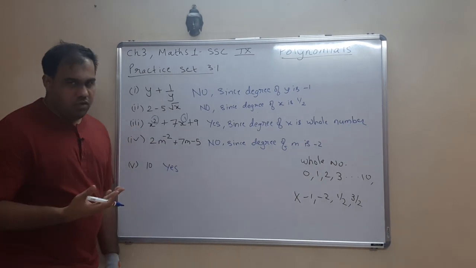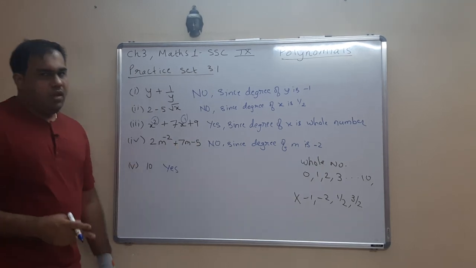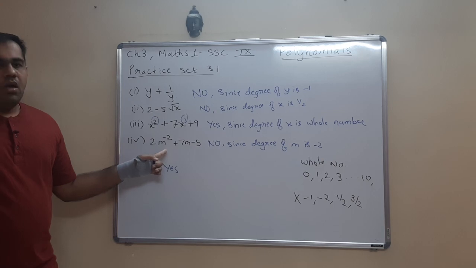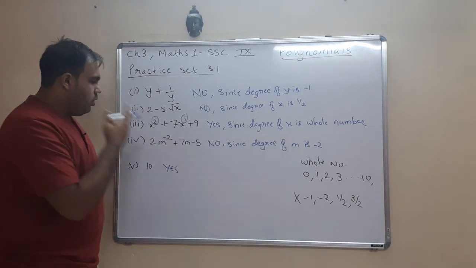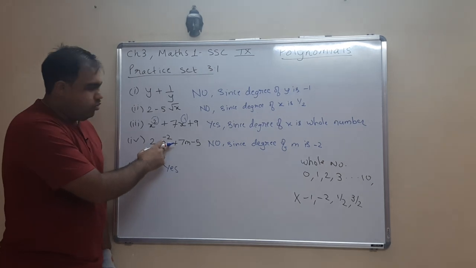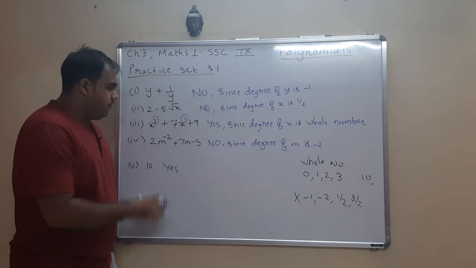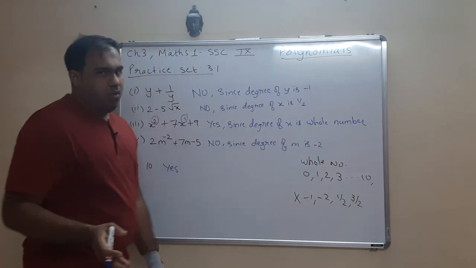Now question number 4. 2m raised to minus 2 plus 7m minus 5. This is the algebraic equation. So is this expression a polynomial or not? No, this is not a polynomial, because we have noticed that there is m raised to minus 2. Minus 2 is not a whole number, so it is not a polynomial. That's it. So no, since degree of m is minus 2, it is not a whole number.